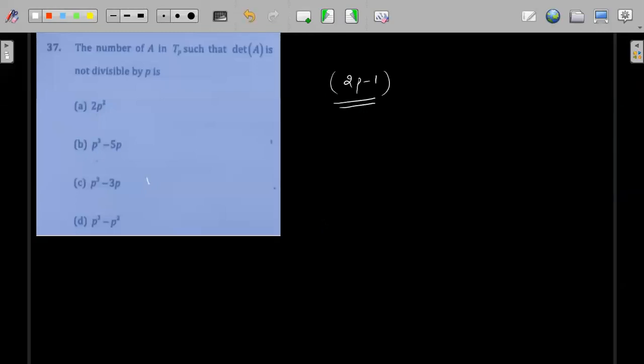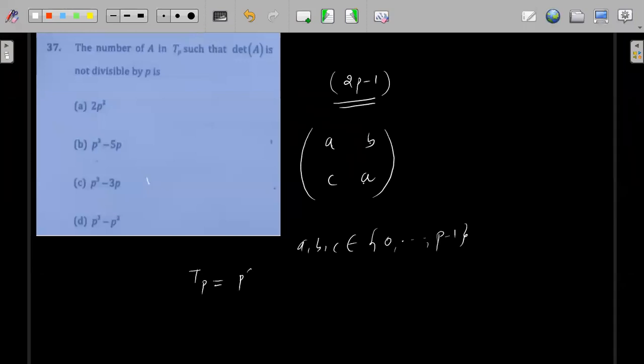And we know the total number of possible matrices which we can form here with A, B, C, right? Each element A, B, C can take how many values? Each can take 0 to P minus 1. So each one can take P values, right? So the total number of matrices in TP will become P cube, because each can take P elements.